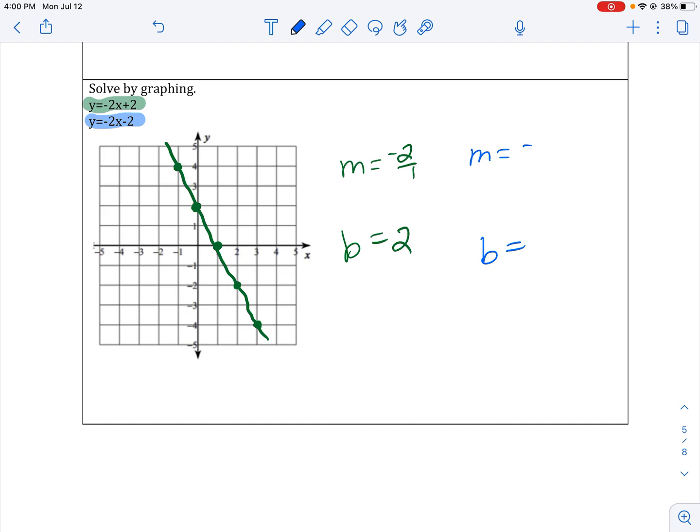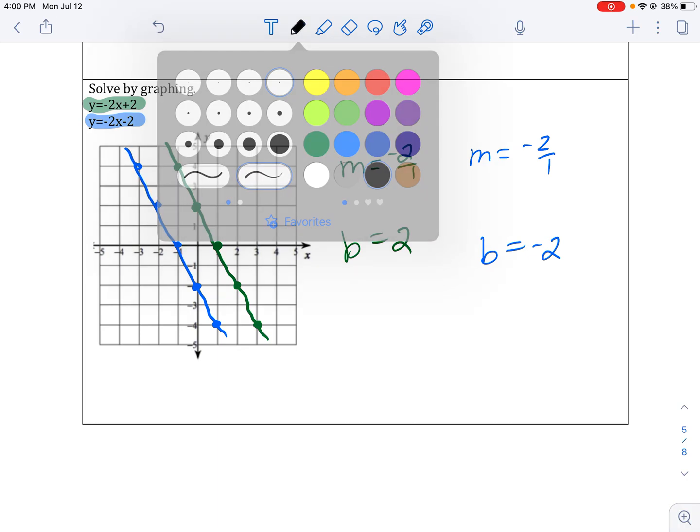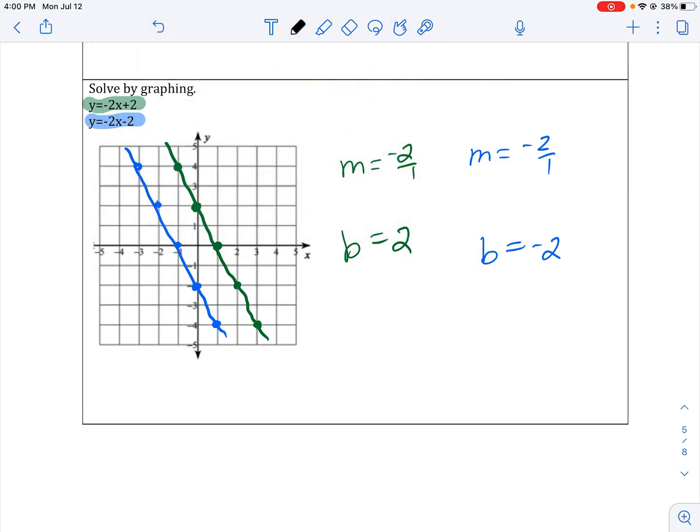For the second equation, I get -2/1, and my y-intercept this time is -2. Down 2 to the right one. I can do the opposite of down and to the right, up and to the left. And I see that they never intersect. When my lines never intersect, so here I have parallel lines. If they do not intersect, that means I have no solution.